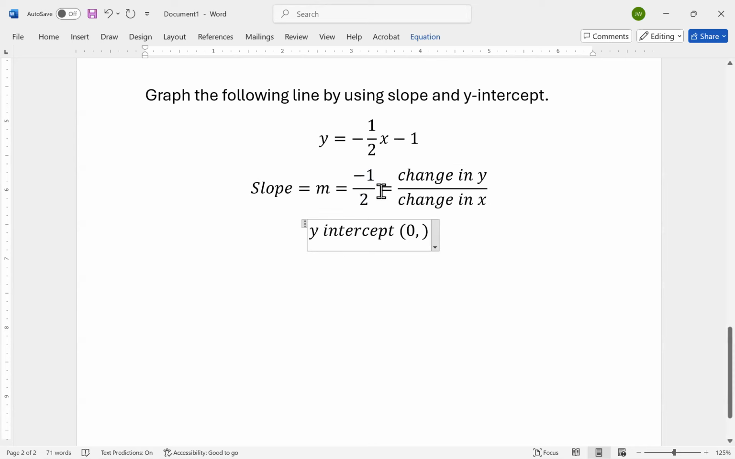You could also think of it as a positive 1 over a negative 2, but thinking of it as a negative 1 over a positive 2 helps because the change in y, therefore, will be down 1. The change in x will be to the right 2. The y-intercept is 0, comma this number, so it's 0, comma negative 1. And that's all of the information I need to be able to graph this line.